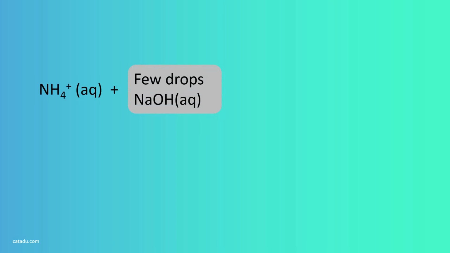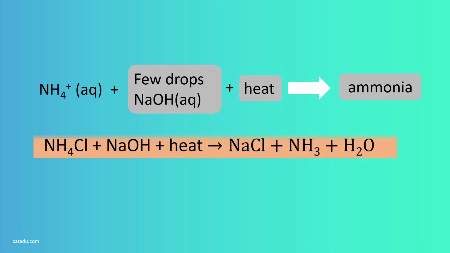Ammonium ion in ammonium salts, ammonium chloride. If you add few drops of sodium hydroxide, the alkali or any type of alkali, and apply a little amount of heat, we get ammonia gas that turns litmus paper blue. Ammonium salts here are acidic.